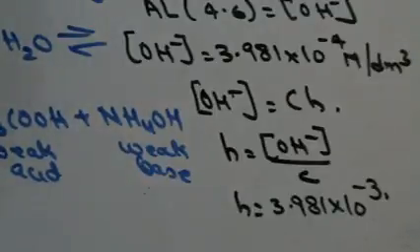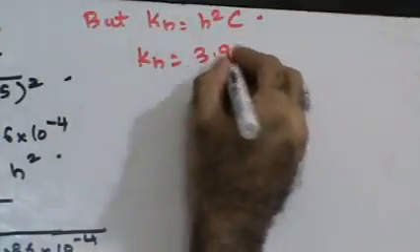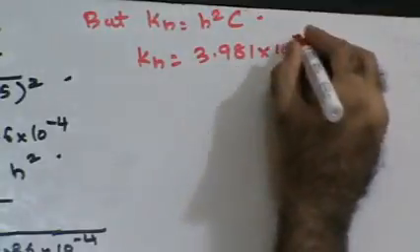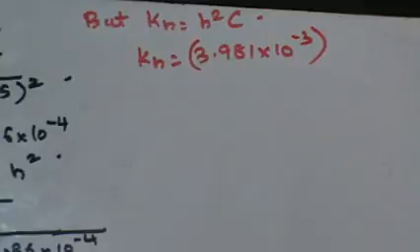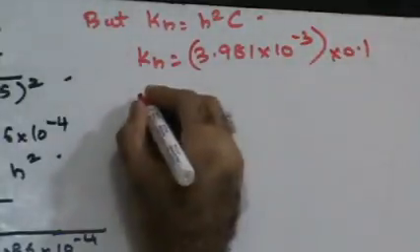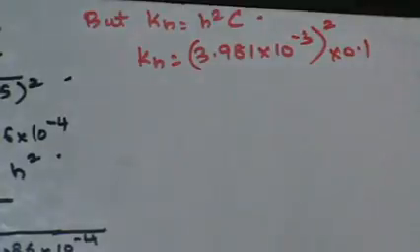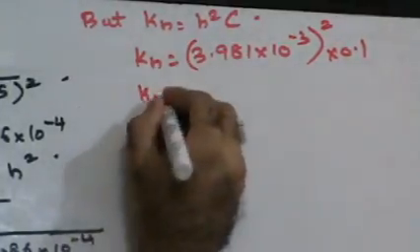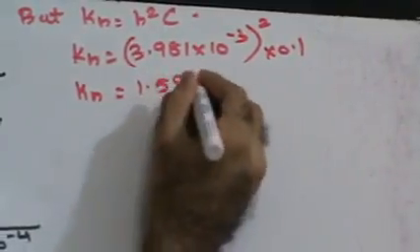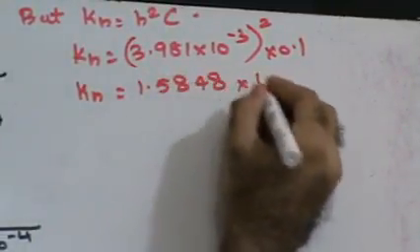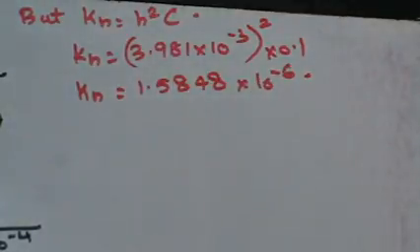Right? Once I know h, then I can find out my hydrolysis constant. I can say that hydrolysis constant Kh is equal to h square C. Kh is equal to h, which you just found out as 3.981 into 10 raised to minus 3, squared, into C. C is 0.1. So when you substitute this, you will get your answer as Kh is equal to 1.5848 into 10 raised to minus 6. Right? Take our next one, please.